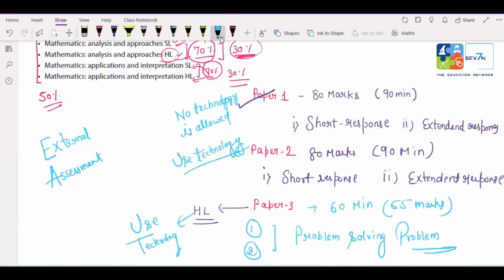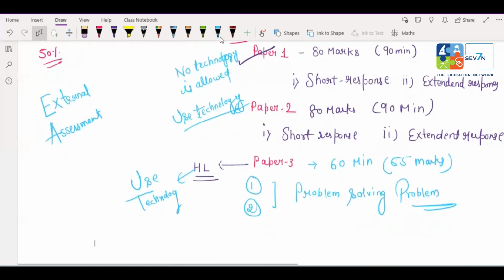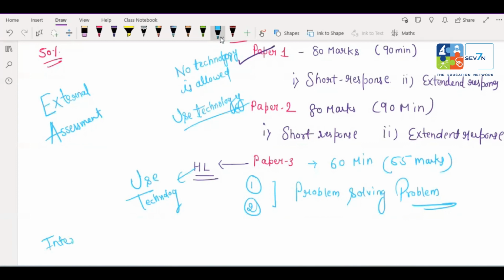What is the meaning of this minor research? In that minor research, you have to create a research question. Research question means you have to create a real life problem in which you are able to apply some mathematical concept to overcome that problem. Clear? Okay. So that assessment is known as internal assessment. But I won't be doing it because it's HL. Sorry? I won't be doing it because it's HL. Right? No. This IA is there for all the levels.